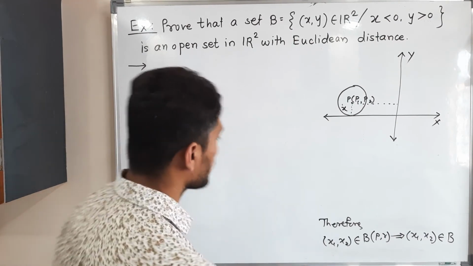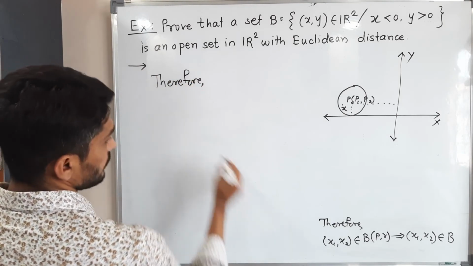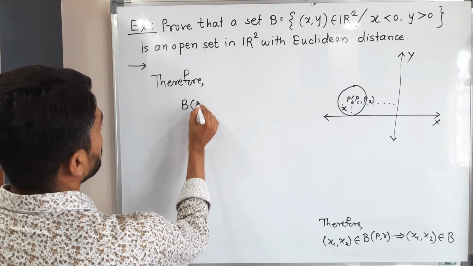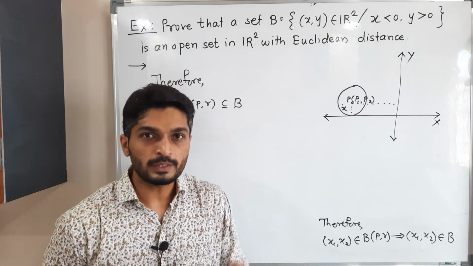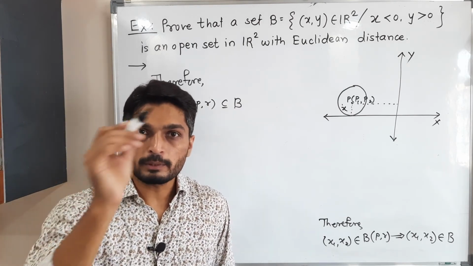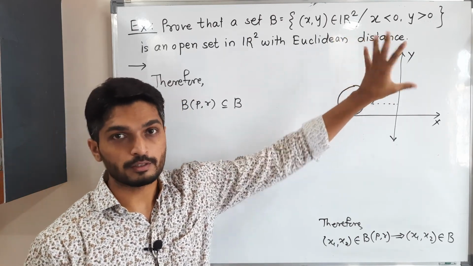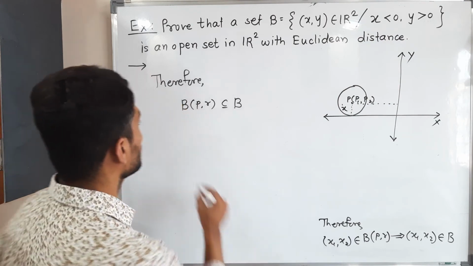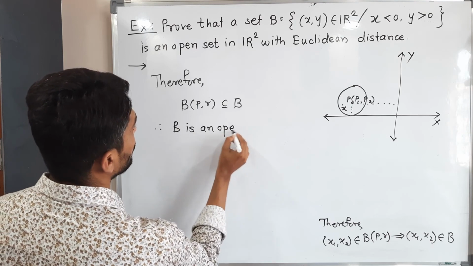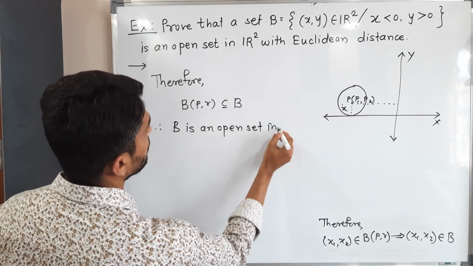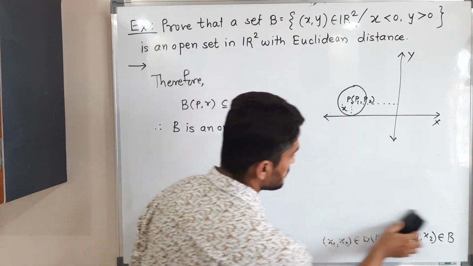Therefore, the ball with center P and radius R is a subset of B. That means we took an arbitrary point P and we were able to draw a ball around it which lies entirely inside B, that means in the second quadrant. So that's why we can declare it is an open set. Therefore, B is an open set in R2. So in this way we have proved it.